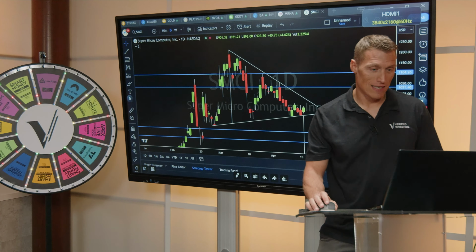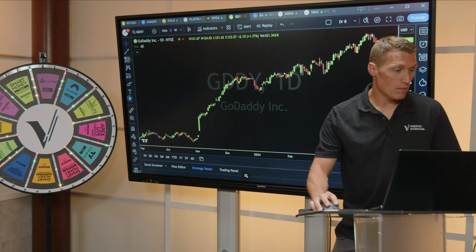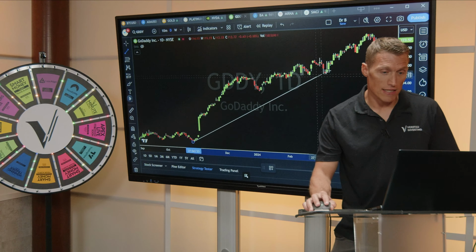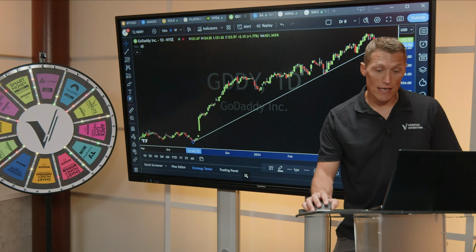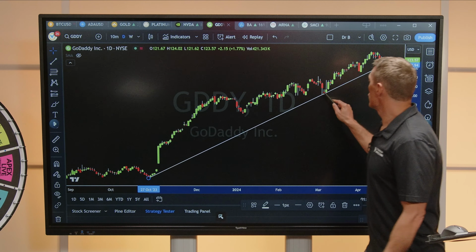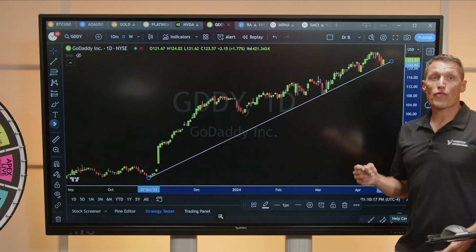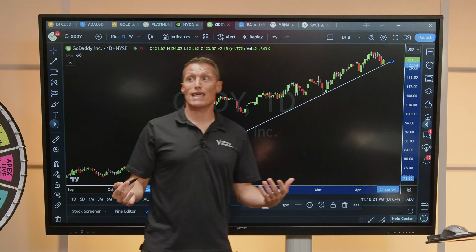Oh, I haven't gone over GoDaddy in a while. So what I'll do is I'll just real time draw in these lines. First thing I see is this upsloping trend line right here. It's actually hitting along the upsloping trend line. This is 1, 2, this will be about the third time it's hitting on the upsloping trend line. So it hasn't broken down.